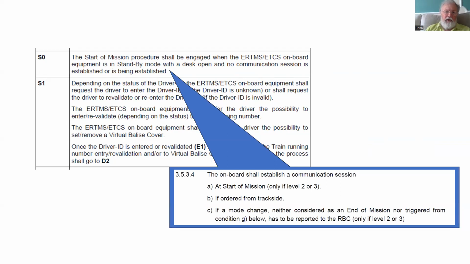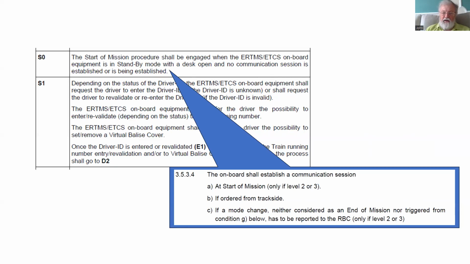Now, this is one where there's a little bit of dubiety about what may happen. If we look in chapter 3, then we have some requirements about establishing a communication session. And that occurs when necessary as part of start of mission, if ordered from the trackside, or if a mode change needs to be reported to the RBC.